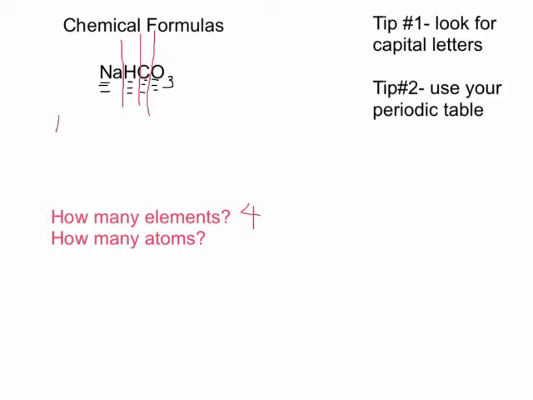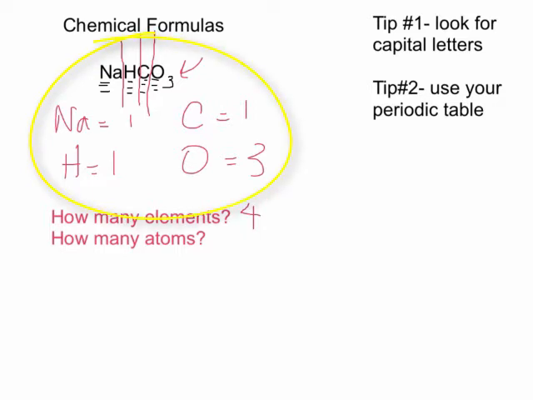We have 1 Na, because it is written there, that means that there is 1. We have 1 hydrogen, 1 carbon, and we have 3 oxygens. We look at that little number behind it to figure out how many there are. If there's more than 1, the number will be written. And so all we need to do then is add up all of these numbers. 1 carbon, 1 sodium, 1 hydrogen, and 3 oxygens is going to lead us to there being 6 different atoms that make up the substance NaHCO3.